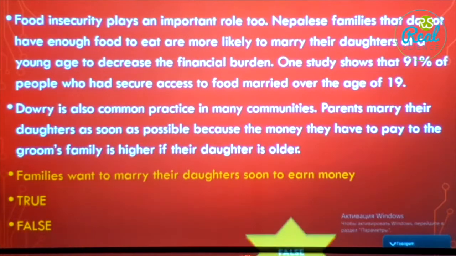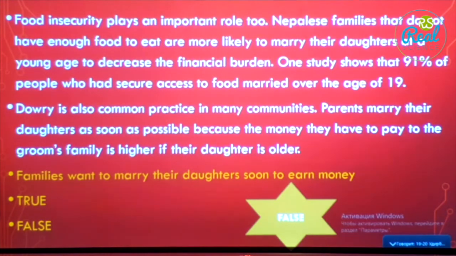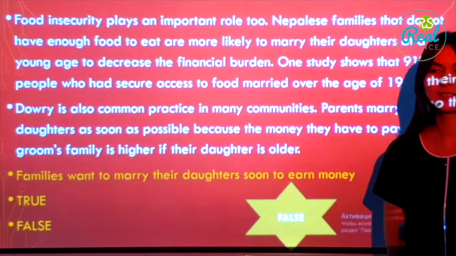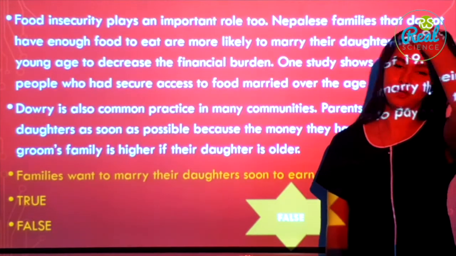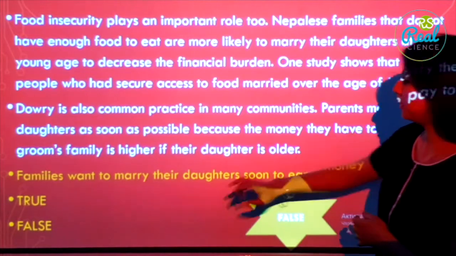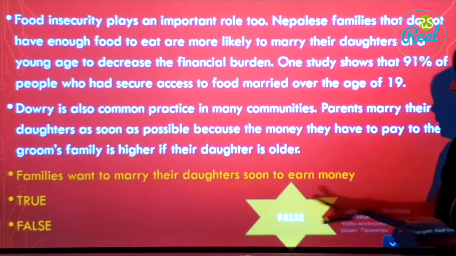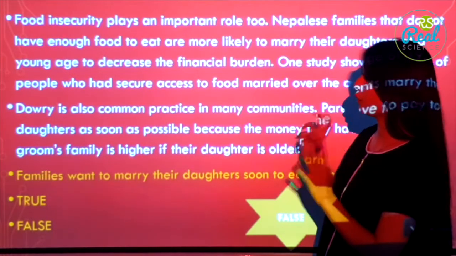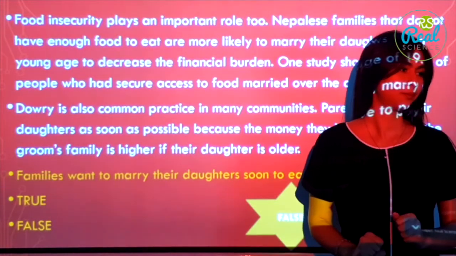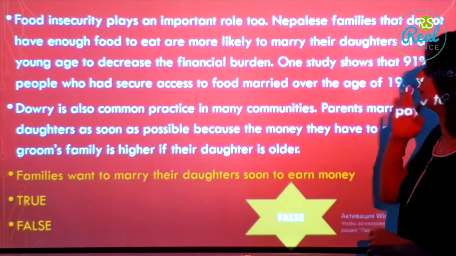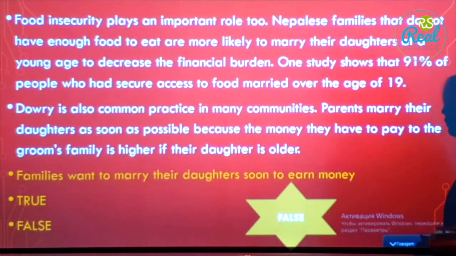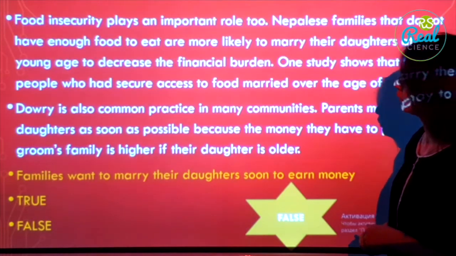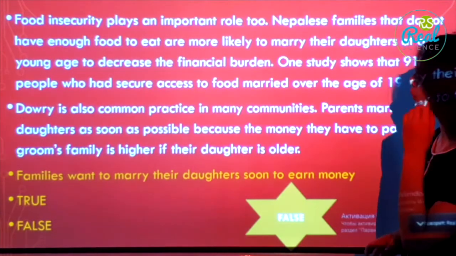Okay. So the correct answer is false. Why is it false? Because families marry their daughters for food, not to earn money. The statement says families want to marry their daughters soon to earn money. So from where can you see the answer? From which paragraph, first or second? Second paragraph. Second sentence: parents marry their daughters as soon as possible because they cannot pay. Food insecurity plays an important role too.